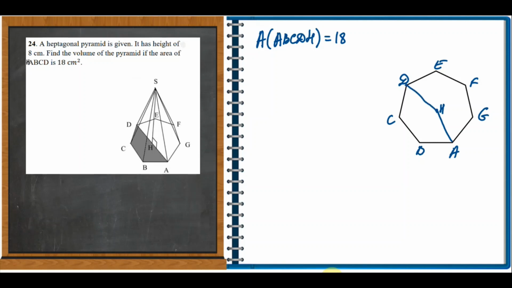We must find the volume. In order to find the volume, of course, we need the formula of the volume of a pyramid: 1/3 of the area of the base multiplied by the height. In this question, the height is SH, that is given, 8. Well, let's define what part of the heptagon is ABCD. Let's connect all the vertices with the center H.